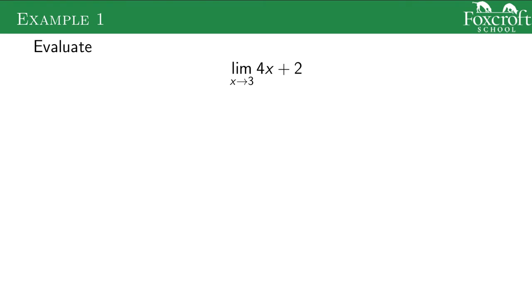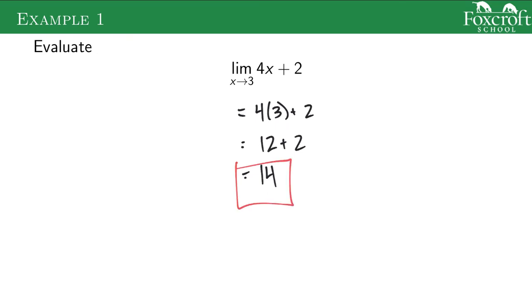So for this problem, this is actually a problem we did from the last set of videos. We broke it up into a bunch of pieces. But now that we know how polynomials work with limits, we can save ourselves a bunch of steps. Just plug in 3. And we get 14. Which is the same answer, of course, we got as we broke it all down, but it's a lot less writing and a lot less steps.